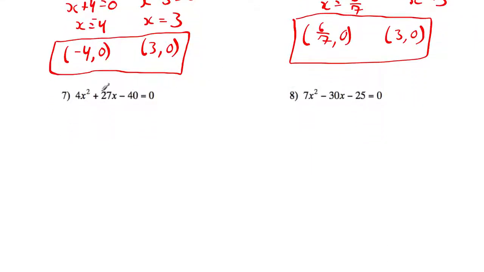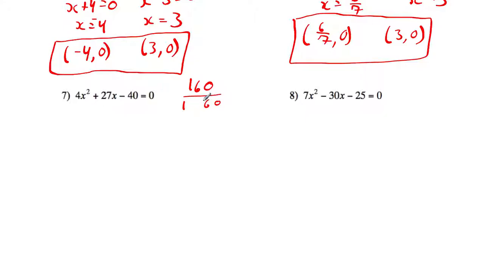Number 7, we want to factor this. We can factor this any old way we want. So why don't I use the AC method? That's a nice one. So here, A times C is 160. So we need two factors of 160 that combine to get this 27.